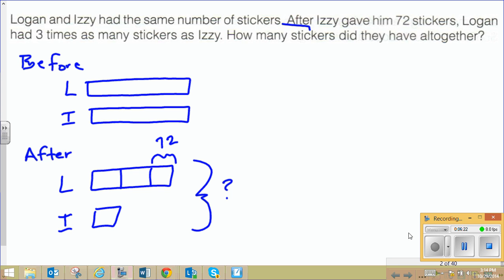We can use this information to find our total. If 1 part is worth 72 and we have a total of 4 parts, 3 for Logan, 1 for Izzy, we can multiply 72 times 4. So Izzy and Logan will have 288 stickers all together.